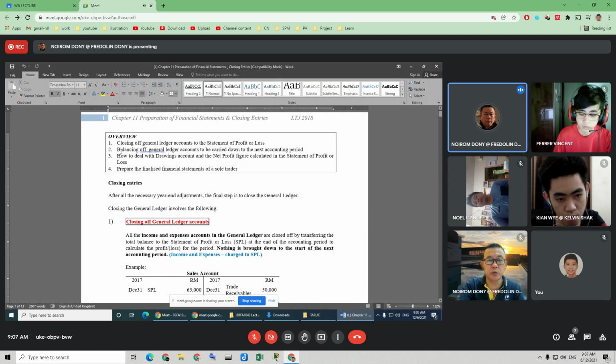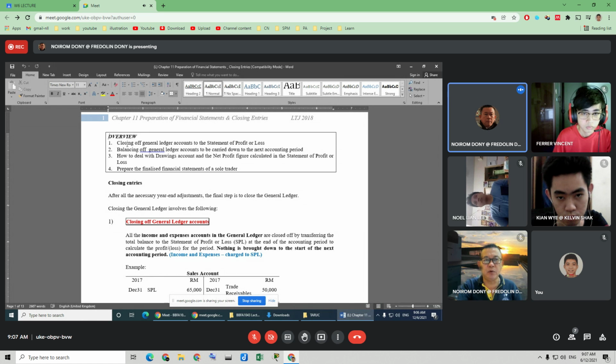We need to do closing of general ledger account to the statement of profit or loss. So closing off is only for revenue and expenses. Revenue is a credit item, isn't it? So when you close off, you have to make the opposite entry, a debit entry. We debit the revenue and we credit the SPL. But credit in SPL is add because we are preparing the statement form.